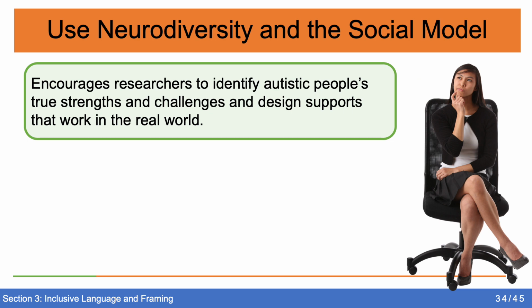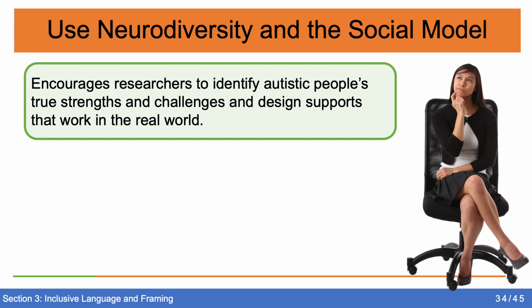Researchers should think about neurodiversity and the social model of disability in their research about autism therapies and supports. Neural diversity teaches us that autistic people have unique ways of thinking and being. The social model says that autistic characteristics are not inherently bad, and we can change the environment to help autistic people succeed. These ideas will help researchers identify autistic people's strengths and challenges and design therapies that will work for them in the real world.